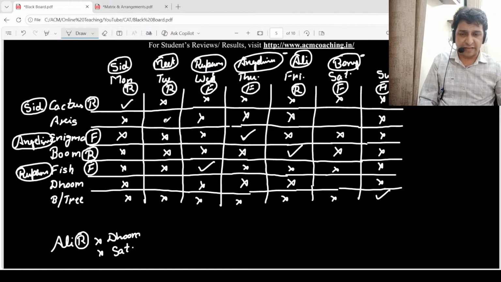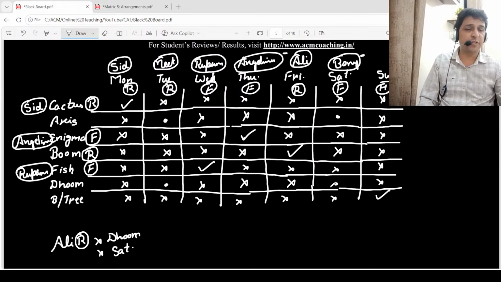Now we have two columns left for Access. We don't know whether they're going to perform on Tuesday or Saturday. And for Doom also, we are not aware if it's going to perform on Tuesday or Saturday. Rest all the information we have.